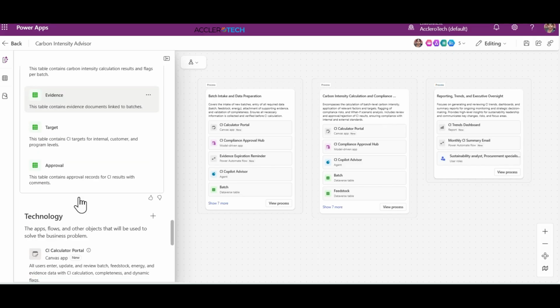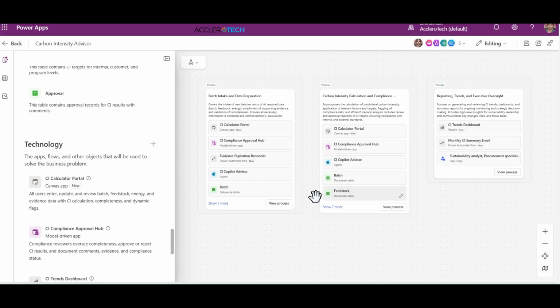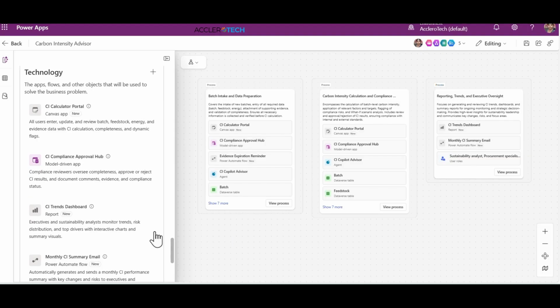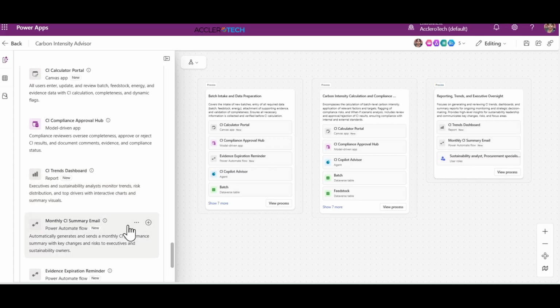Next is the technology on which the solution is built. Basically, it uses different apps, flows, and objects that will be used to solve the business problem. Say, for example, we have the CI calculator portal where the user can enter, update, and review batch, feedstock, energy, and evidence data with CI calculation and completeness. And we have a model-driven hub, the CI compliance approval hub, and then there is a trend dashboard for insights.